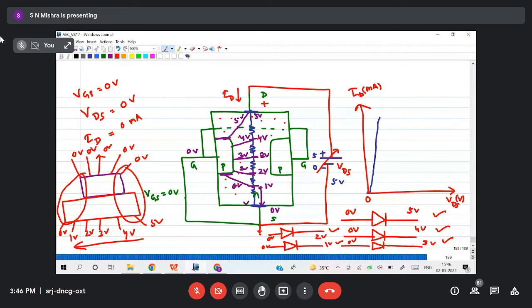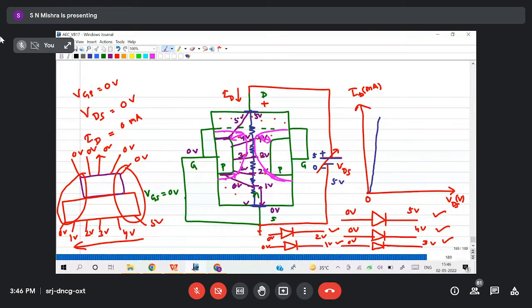Yes, sir. Now in which case will the depletion region be wider? 5 volt, sir. So as the reverse bias decreases, the depletion region also decreases. So from that logic, the top side will be more reverse biased and the bottom side will be less reverse biased. So the depletion region will be like this, wedge shape. You can see here more depletion width, here less depletion width. Similarly, this side also more depletion width, this side less depletion width.